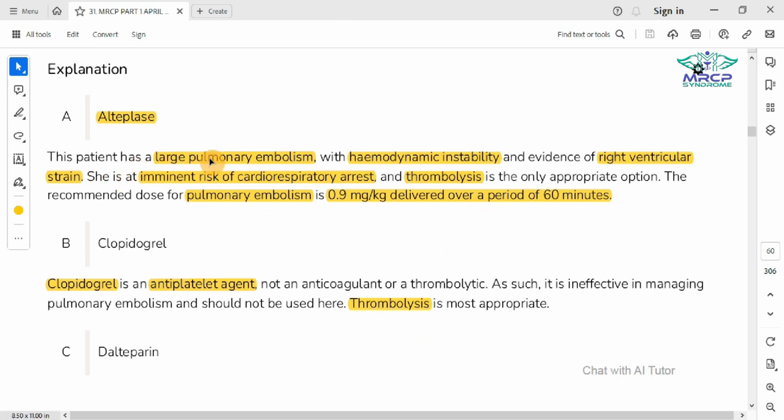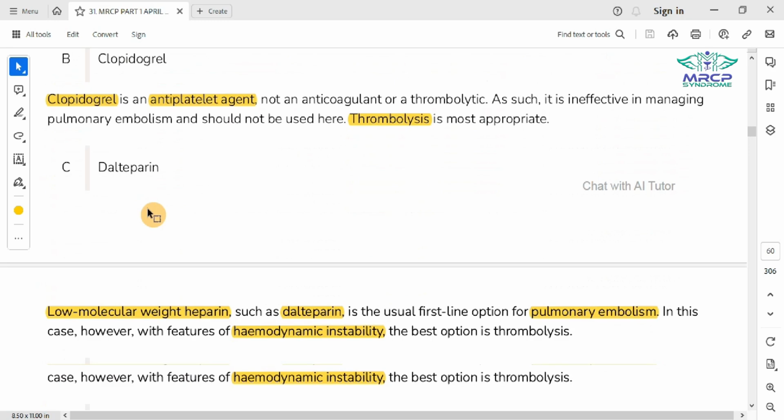This patient has a large pulmonary embolism with hemodynamic instability and evidence of right ventricular strain. She is at imminent risk of cardiorespiratory arrest, and thrombolysis is the only appropriate option. The recommended dose for pulmonary embolism is 0.9 milligram per kg delivered over a period of 60 minutes.